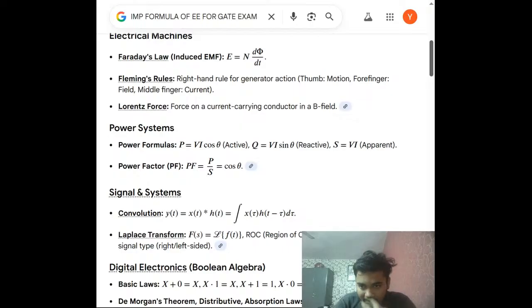Power system. V into I cos phi equals active power. VI sin phi equals reactive power. VI equals apparent power.